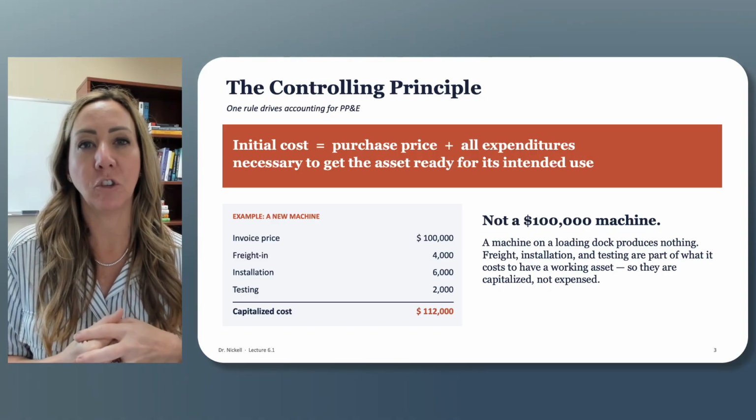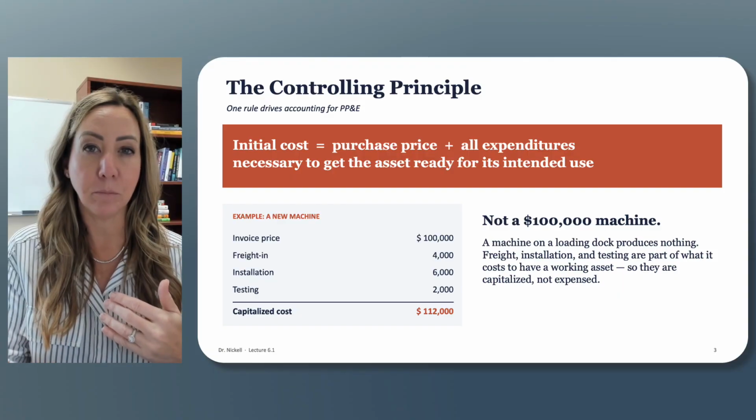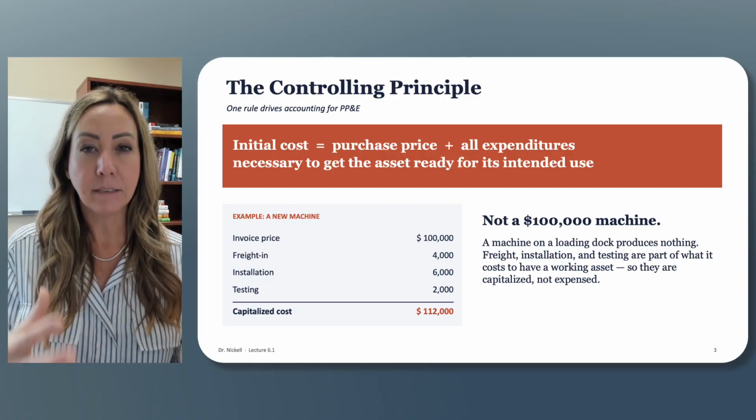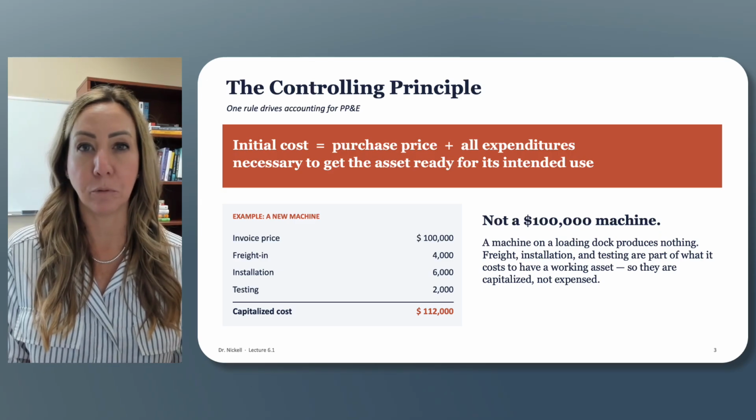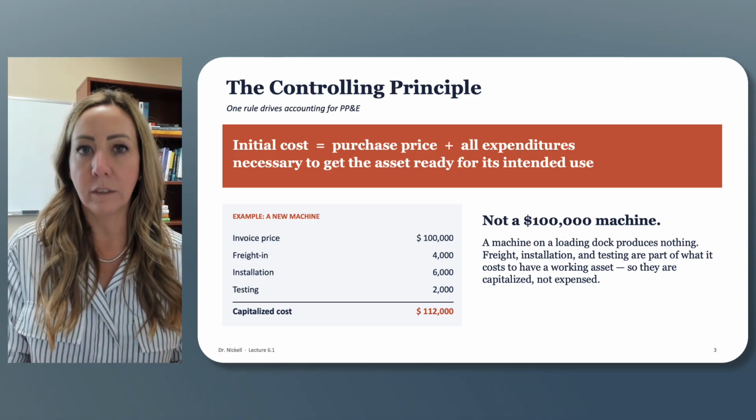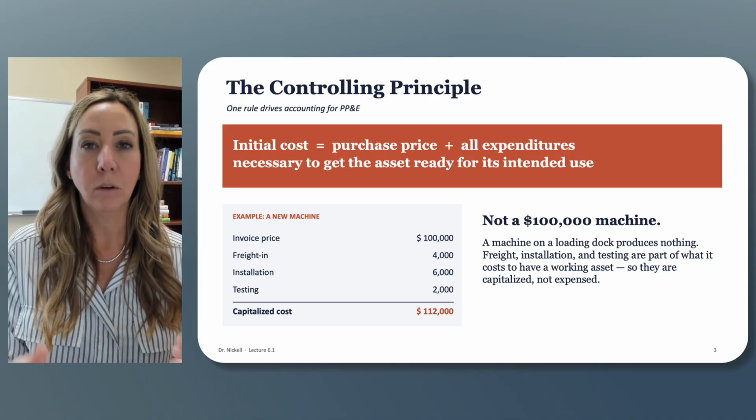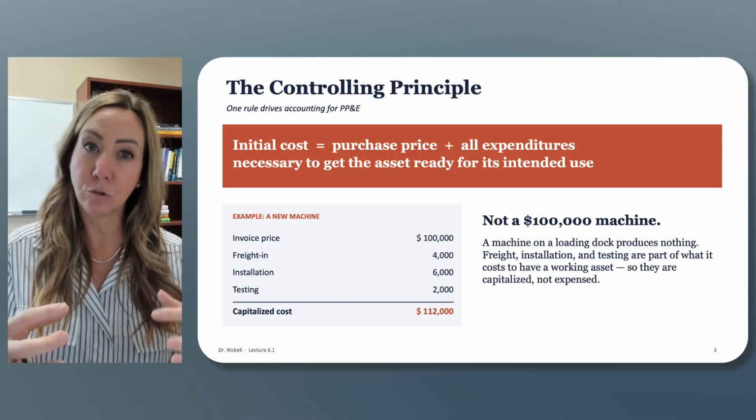Suppose a company buys a machine with an invoice price of $100,000. It pays $4,000 to have the machine shipped to the factory, $6,000 to have it installed, and $2,000 to run test batches before production starts. Is that a $100,000 machine or is it a $112,000 machine? Well, under GAAP, it's a $112,000 machine because of the controlling principle.